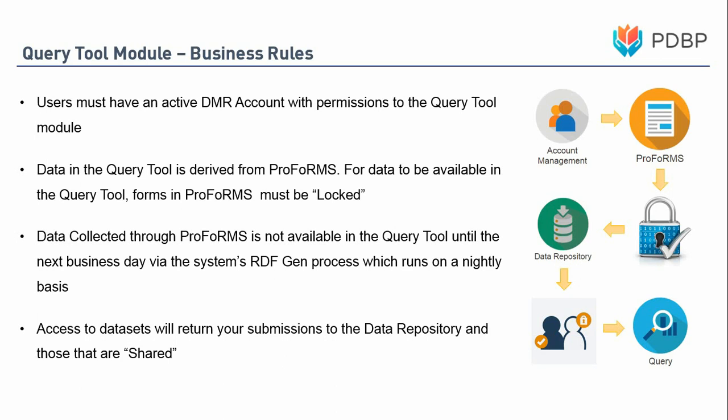Query Tool Module Business Rules. Users must have an active DMR account with permissions to the Query Tool module. Data in the Query Tool is derived from proforms. For data to be available in the Query Tool, forms and proforms must be locked. Data collected through proforms is not available in the Query Tool until the next business day via the system's RDF-Gen process, which runs on a nightly basis. Access to datasets will return your submissions to the data repository and those that are shared.